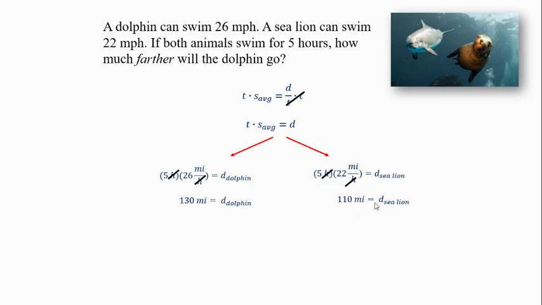But you can't stop here. It asks you how much farther. So hopefully by now this is pretty straightforward. The dolphin swam 130 miles. The sea lion swam 110 miles. So to find how much farther, you would simply just subtract. So I would just take the distance that the dolphin swam, which is 130 miles, minus 110 miles for the sea lion, and the answer is simply 20 miles.